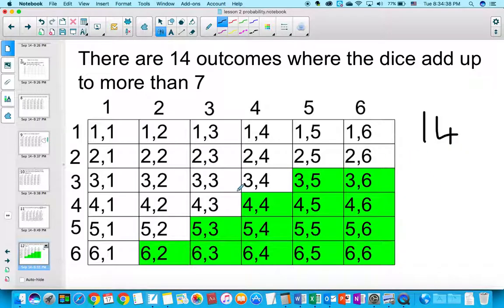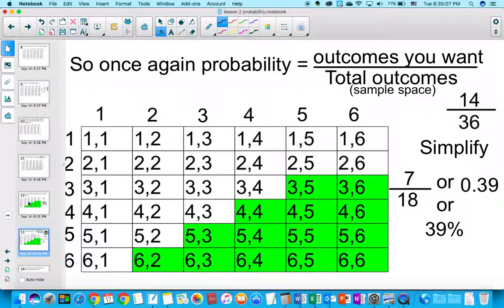Well, if you remember our previous lesson, the way to calculate probability of any event is outcomes we want divided by total number of outcomes. So outcomes we want, or what the question is asking for, over the total number of outcomes. Right? Okay. So then our probability becomes outcomes you want out of the total number of outcomes, or our sample space. We have 14 out of 36.